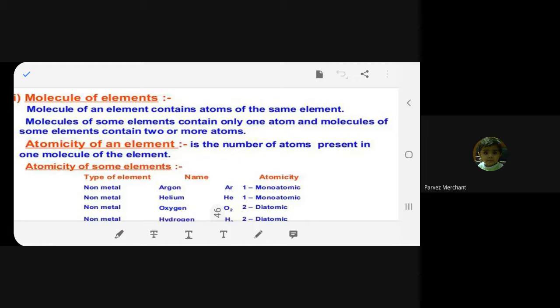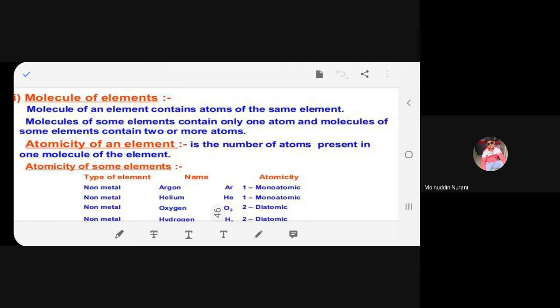Okay. We are taking molecules right now of some elements or different elements. Molecules of some elements contain only one atom, and molecules of some elements contain two or more atoms. That is what I showed you as O2 and O3. So it's got two atoms of oxygen and three atoms of oxygen. Is it clear? Yes, ma'am.